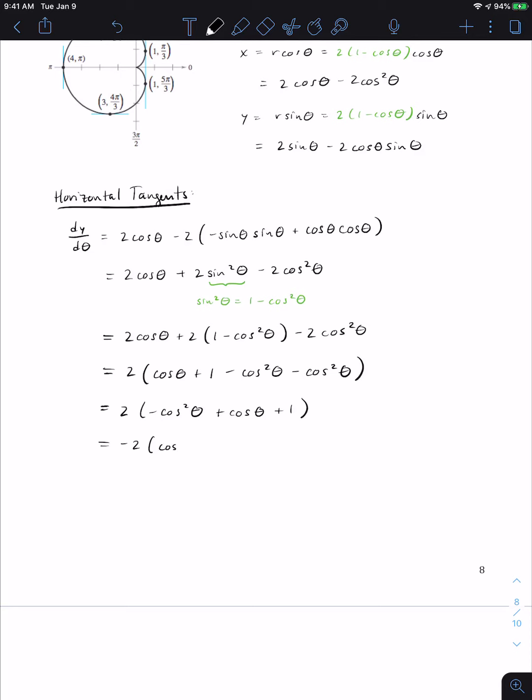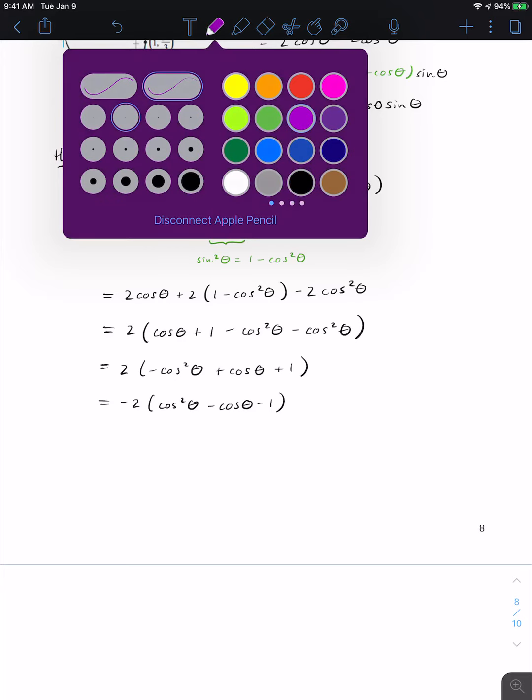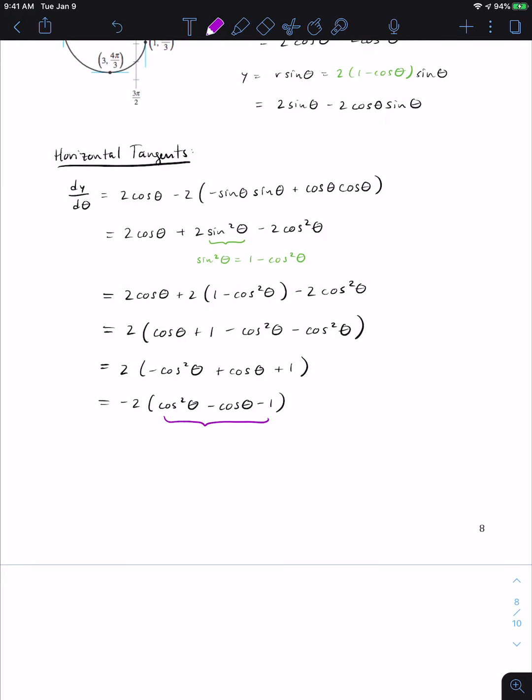So let's write this as cosine squared theta, because I pulled out a negative 2, minus cosine of theta minus 1, right? So what's inside the parentheses here, think about it as... and I should have had another 2. I apologize. So let me fix this. Right here, let's see here.